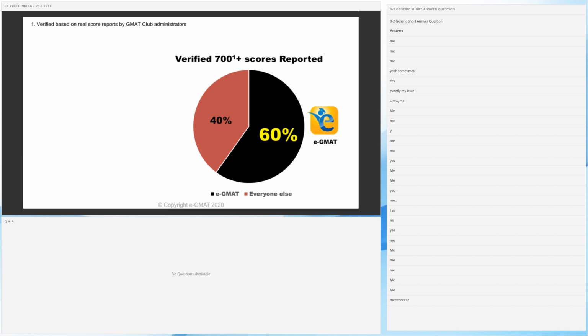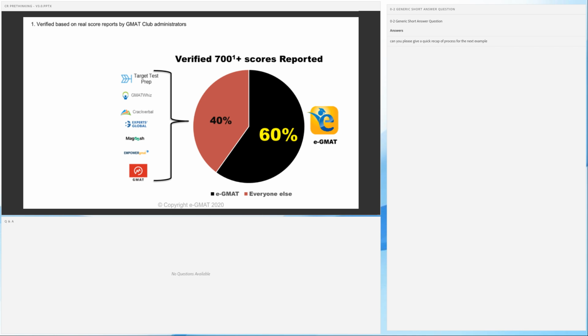Let me just state a fact here. And this is something you can go and verify. You go on GMAT Club, look at the last 3 years, look at the last 10 years. What you're going to find is 60% of all 700 plus scores reported in their review section are reported by e-GMATers. 40% are reported by all the other prep companies combined. So if this process didn't work, we would not have these stats here. And trust me, all of these companies combined have about 4x as many students. Okay.